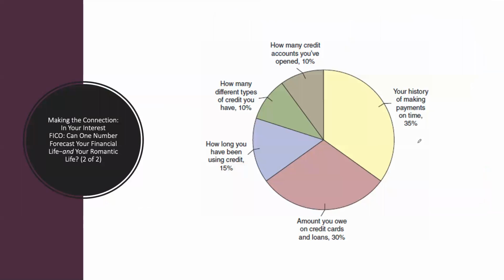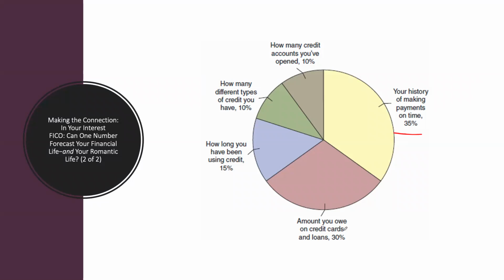Right? 35% of the score is dependent on your payment history. So if you make on-time payments consistently every month, even if you don't pay off your credit card bill in full, even if you make the minimum payment consistently every single month, that's considered a good sign. So 35% of your score is based on on-time payment history.